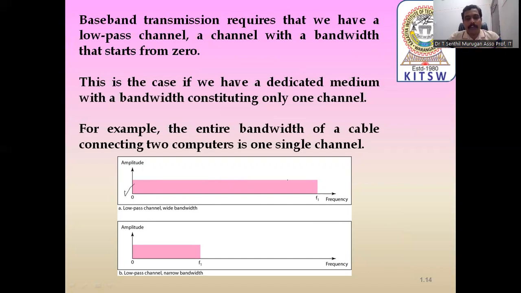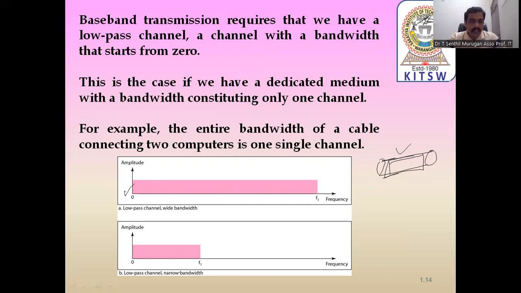So wide bandwidth will be used for wide bandwidth. In case we have a dedicated medium, the bandwidth contains only one channel. Only one channel is dedicated bandwidth, which means the entire capacity will be used by only one channel. For example, the entire bandwidth of the cable connecting two computers is one single channel. So this channel is fully occupied by both devices.